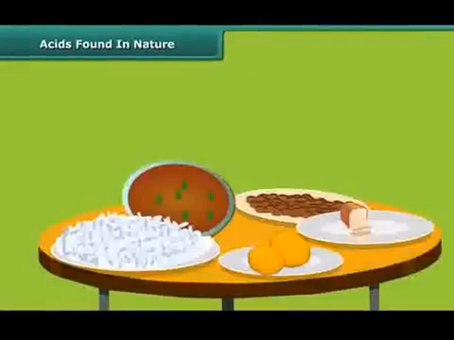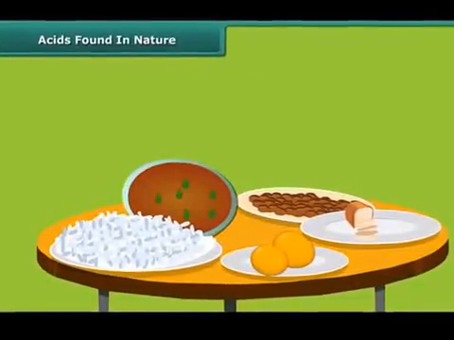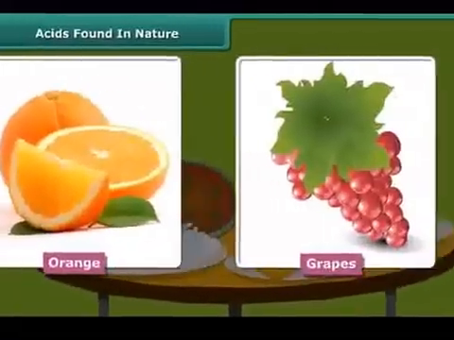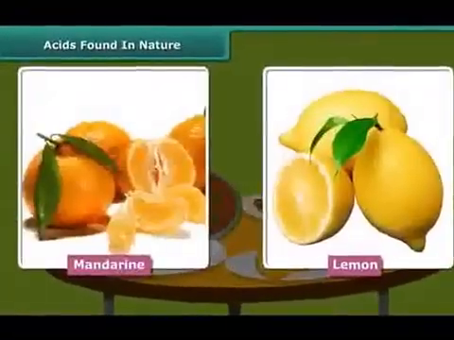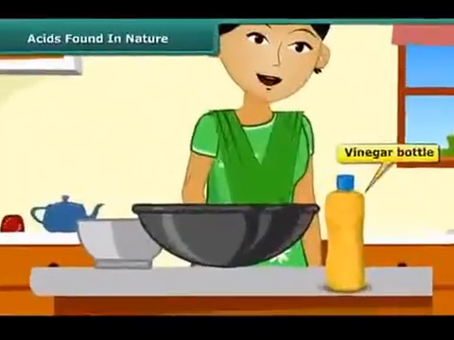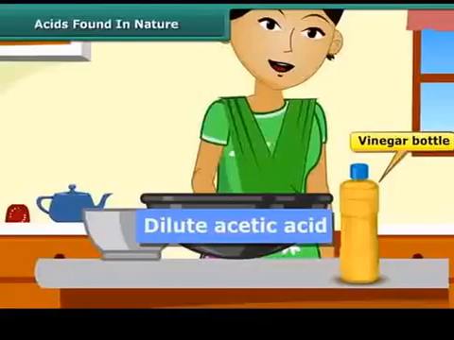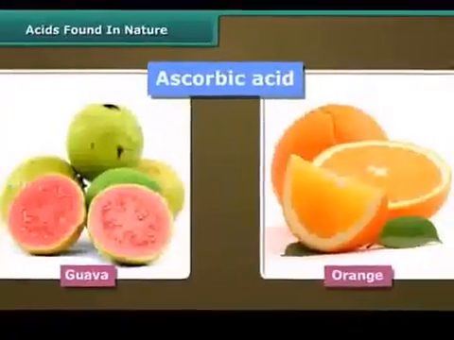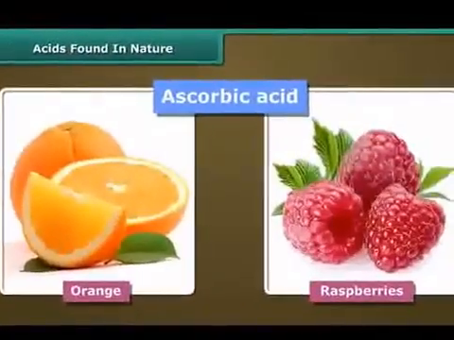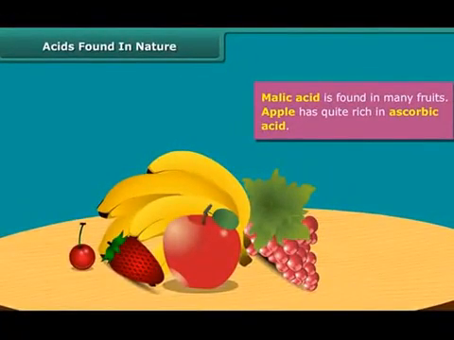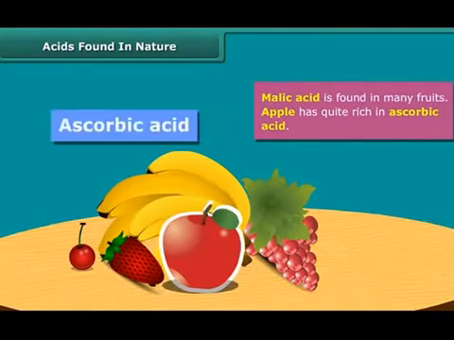Different food items contain different acids. Citrus fruits like orange, grapes, mandarin, lemon, etc. contain citric acid. Vinegar found in our kitchen is dilute acetic acid. Ascorbic acid is found in guava, orange, raspberries, etc. Malic acid is found in many fruits. Apple is quite rich in malic acid.